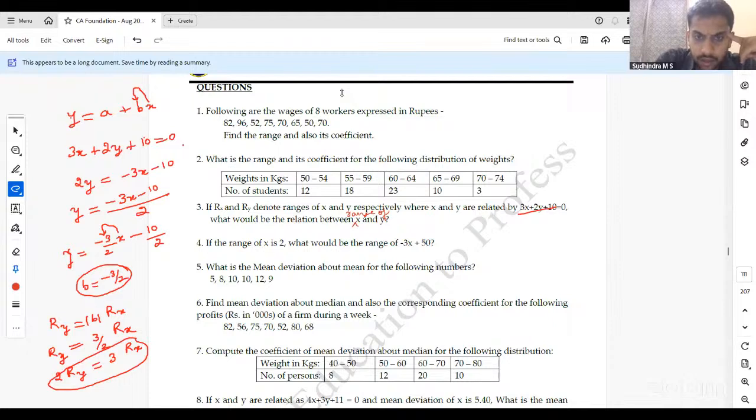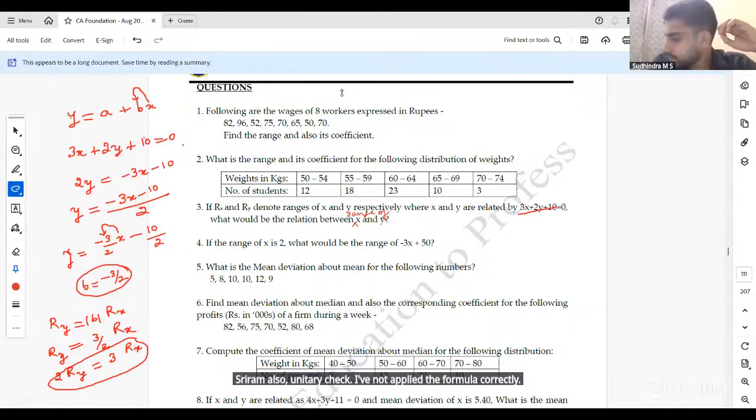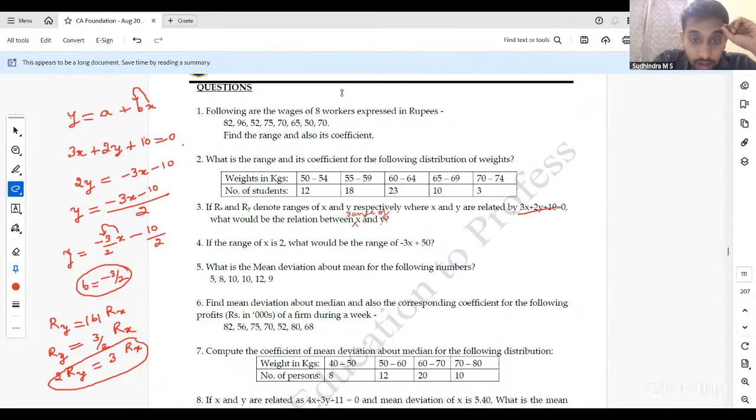Yes. Sahana, Jeevan, correct answers. Kaushal, no, you need to recheck. Shriram also, you need to recheck. You have not applied the formula correctly. Amit, you have to further simplify that.